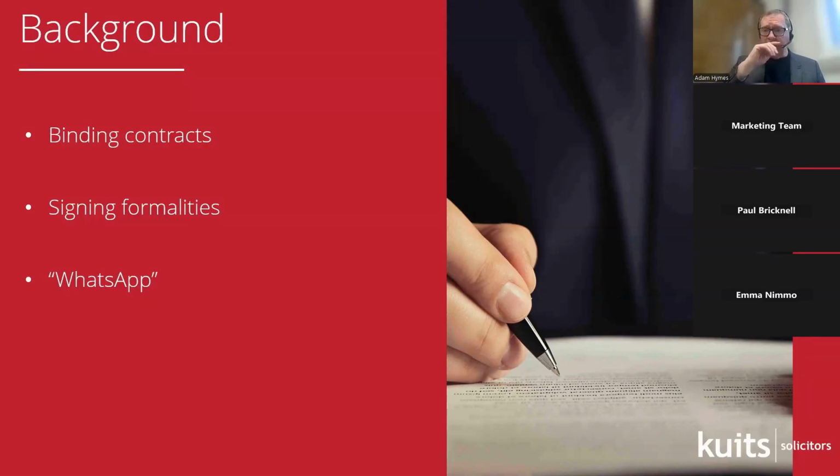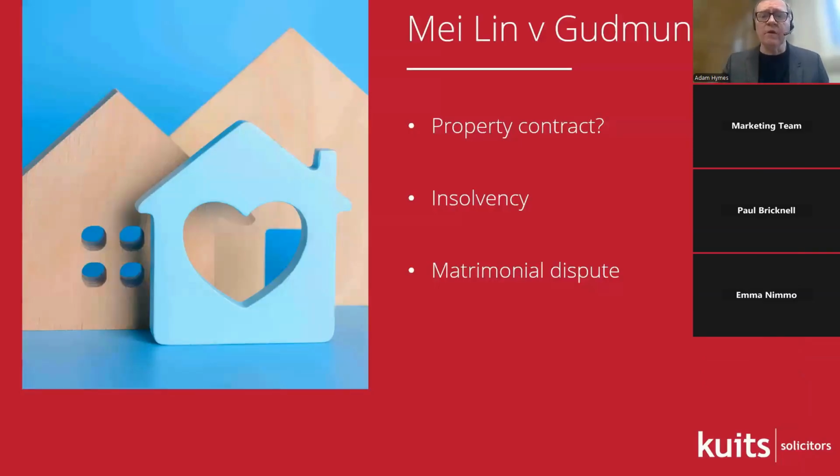Next slide, please. So the case that I'm going to be looking at, I'm going to call Mylan versus Goodmanson. It gave rise to the question of whether a property contract had been created, but it was in a context of an insolvency situation and also a matrimonial dispute. So it covered quite a few bases, really. But the question we're looking at here in the context of property is whether a WhatsApp exchange can amount to a property contract.